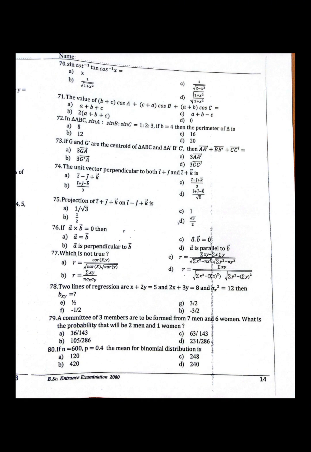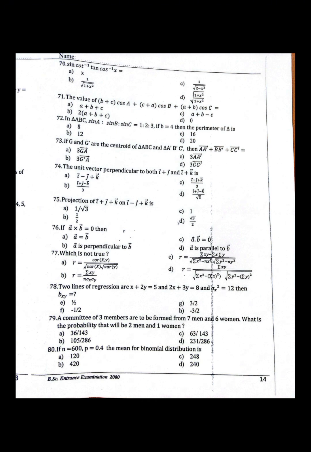74. The unit vector perpendicular to both i plus j and i plus k is: A, i minus j plus k; B, (i plus j minus k) whole upon 3; C, (i minus j plus k) whole upon 3; D, (i plus j minus k) whole upon under root 3. 75. Projection of i plus j plus k on i minus j plus k is: A, 1 upon root 3; B, 1 upon 2; C, 1; D, under root 3 upon 2.